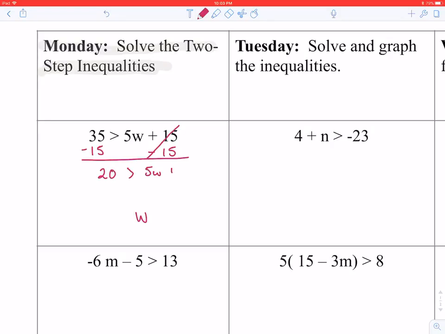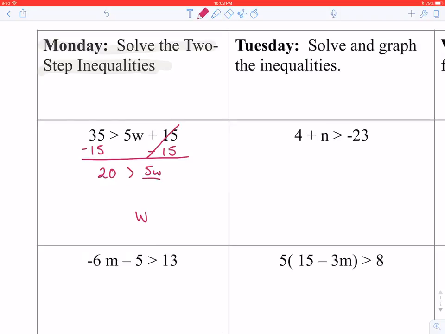That's going to leave me with 20 is greater than 5w plus 0, but anything plus 0 is just the same value, so we're just going to say 20 is greater than 5w, 5 times w. Now, I still have a 5 attached to the w, and I want to get that w by itself, so the next thing I need to do is cancel that 5 out by placing it over itself, which means to divide both sides by 5. When I divide both sides by 5, because it's a positive 5, I don't need to flip the sign, and then I'll be left with just a w on the right side, and on the left side, 20 divided by 5 is 4, and so I'm left that w is all values less than 4.